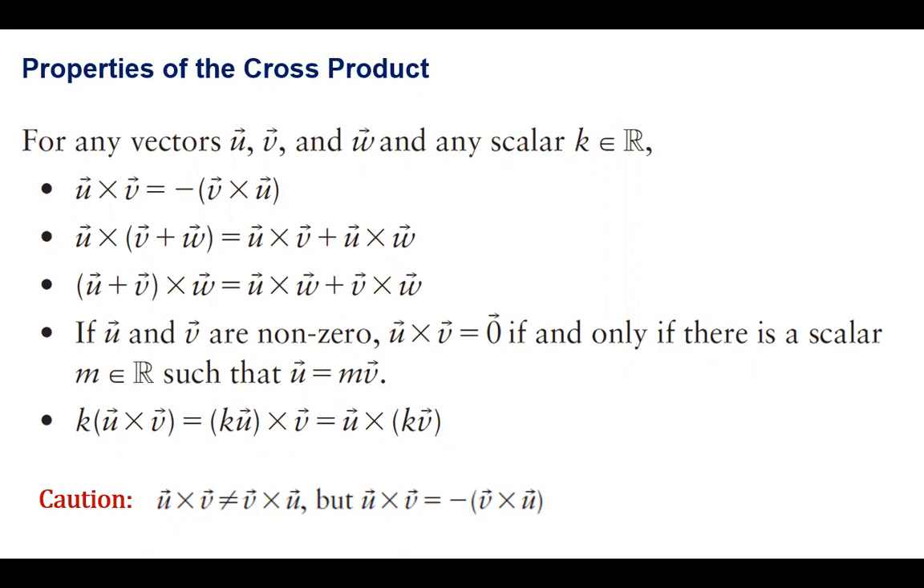Okay, pay special attention here. u cross v is not equal to v cross u, but u cross v equals negative v cross u. So actually, these properties are not difficult to prove using Cartesian vectors. Here, let's consider the proof of one of the properties in the following example. And you can try to prove the others by yourself after this class, okay?